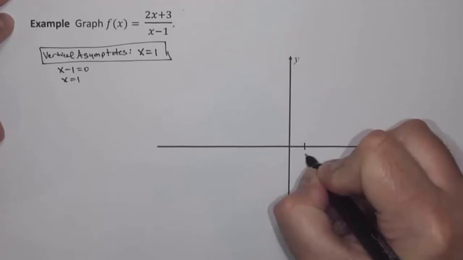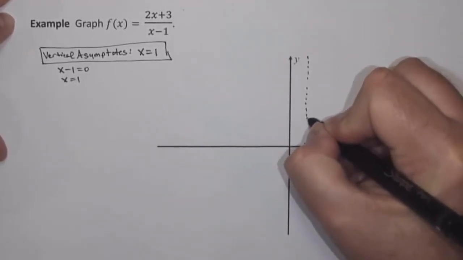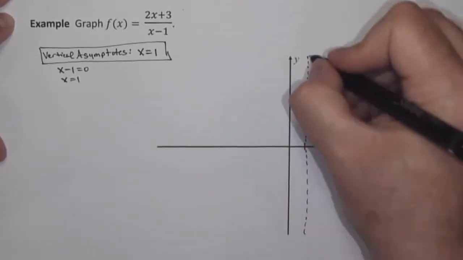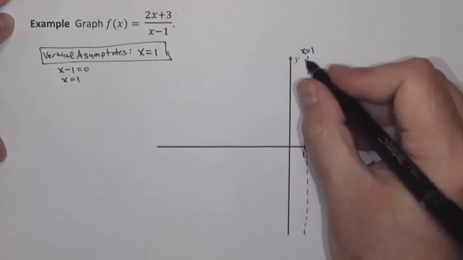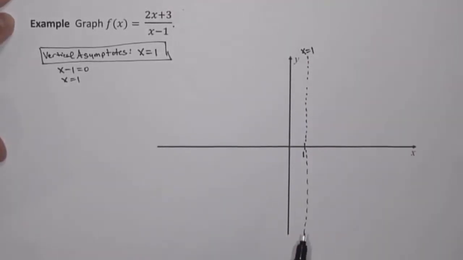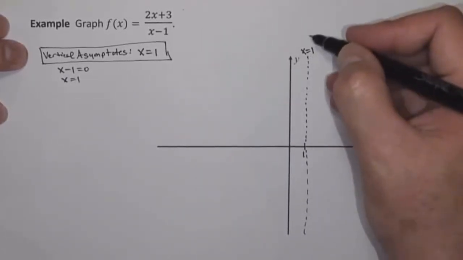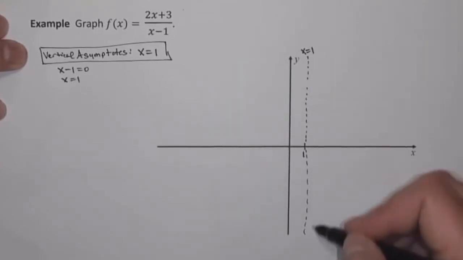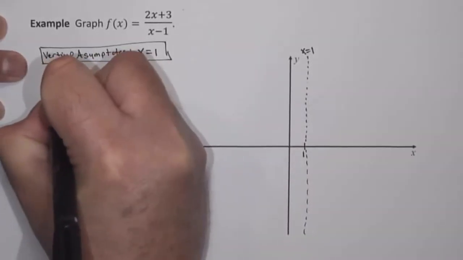So if I come over here, here's 1. I'm going to draw a vertical line through x equals 1. And that is x equals 1, and that's again that vertical line that's crossing the x-axis at 1. Now I draw that as a dotted line because the vertical asymptote isn't really part of the graph, it's just there for reference. Now what about horizontal asymptotes?